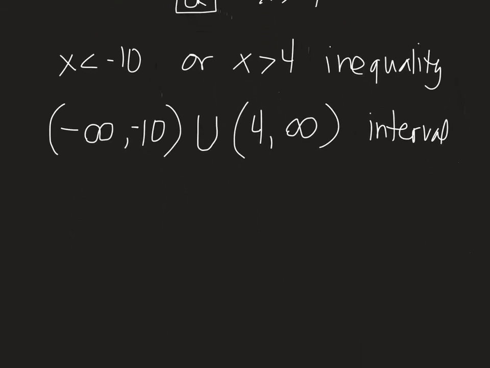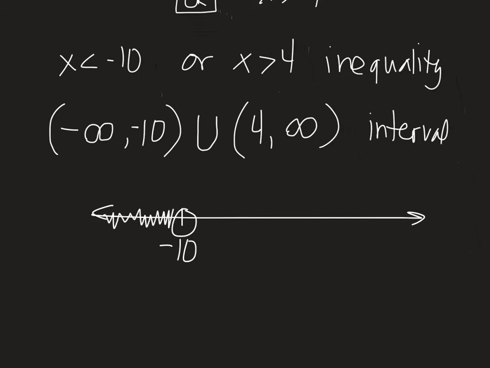And then the last kind is as a number line. So on the number line, you start at negative 10 with an open circle and everything to the left. And then here we have positive 4 with an open circle and everything to the right. And this is how we're always going to solve those greater than problems. The numbers are going to be on the outside and go on to the left and to the right.